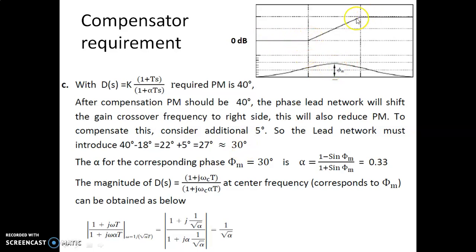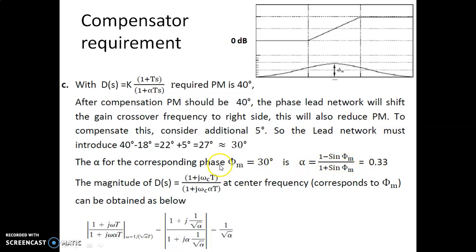This is the magnitude plot of the phase lead compensator, having 0 dB till the point where the zero comes. Once the zero is there, you can see there is a positive slope, and then the pole comes, and again the slope becomes 0 dB per decade. So with this maximum phase shift required as 30 degrees, we are getting alpha as 0.33.